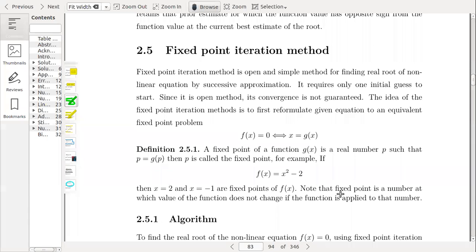So note that a fixed point is a number at which the value of the function does not change if the function is applied to that number. So we can define the fixed point as a value that does not change if the function is applied to that number.